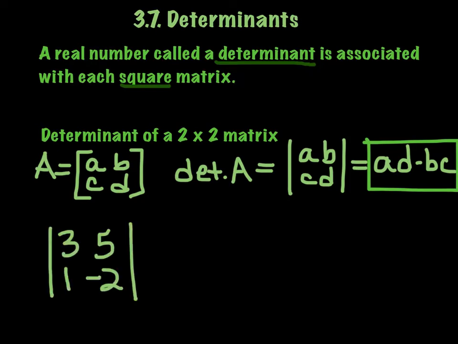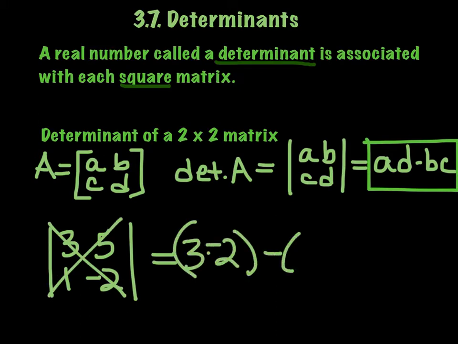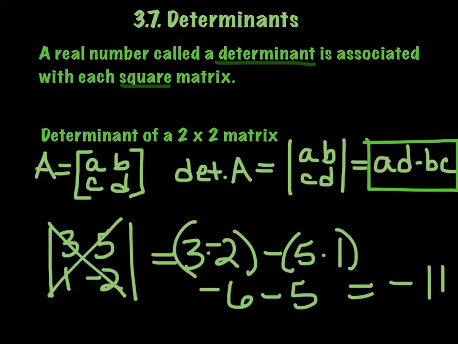Just straight up 3, 5, 1, negative 2 with the bars around it, the determinant bars. And so you have to recognize what that's asking for. That is asking for the determinant, and it's going to be Chris, so 3 times negative 2, minus cross, minus 5 times 1. So that's negative 6 minus 5, and that gives you negative 11. So the determinant of that is just negative 11. It's just one single number. And that's it. That's all you have to do.